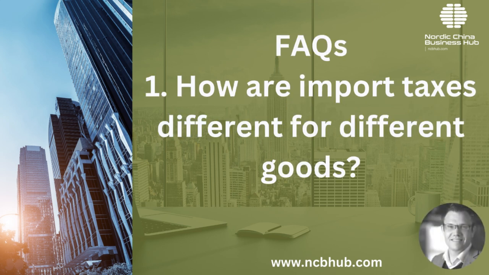Here are some commonly asked questions. How do import taxes differ for different goods? Import taxes are calculated based on the type of product you're importing, its HS code, and its CIF value. Different products have different customs duty, VAT, and consumption tax rates, which can greatly influence the final tax amount.